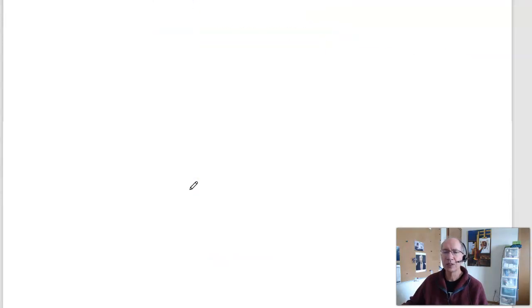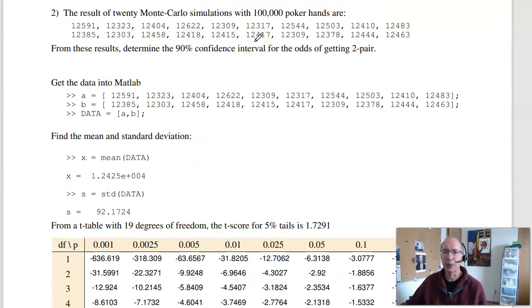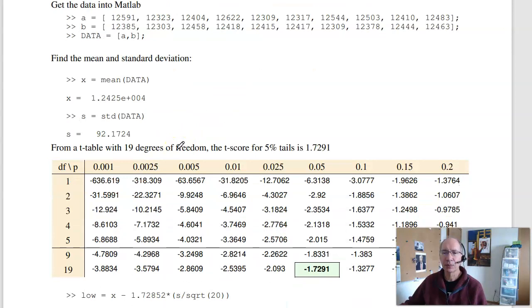Suppose instead I ran the Monte Carlo simulation 20 times. I'd get 20 data points. It has a mean, standard deviation. With 20 points, I now look at 19 degrees of freedom, 5% tails. And notice, I get a better idea of what the actual probability is for 2 reasons. First, the t-score got smaller.